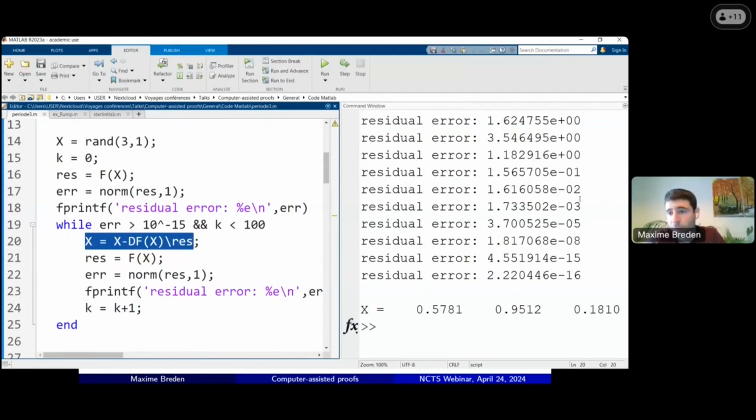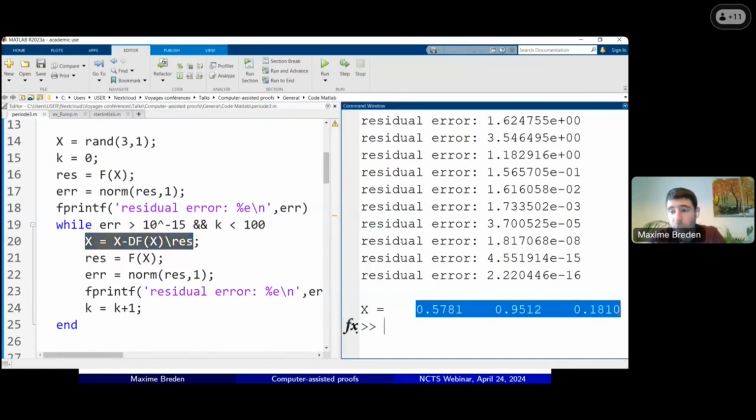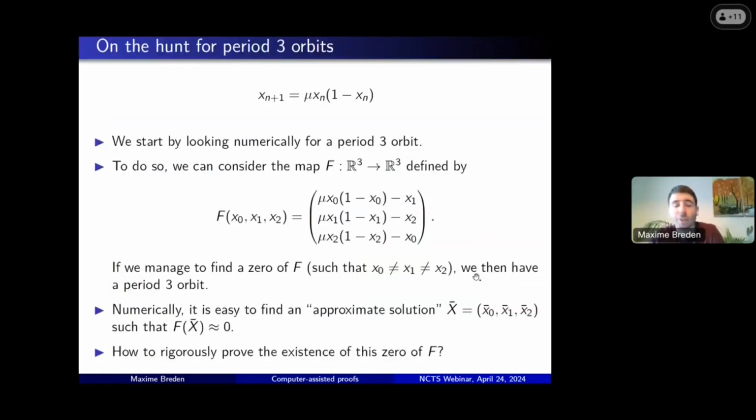So here are the errors. You see the quadratic convergence that you expect from Newton's method. And here is apparently a numerical 0 of that map. So this would be x0, x1, x2. And okay, the numerics are rather convincing. So it looks like there is a period 3 orbit, but how can we prove it?